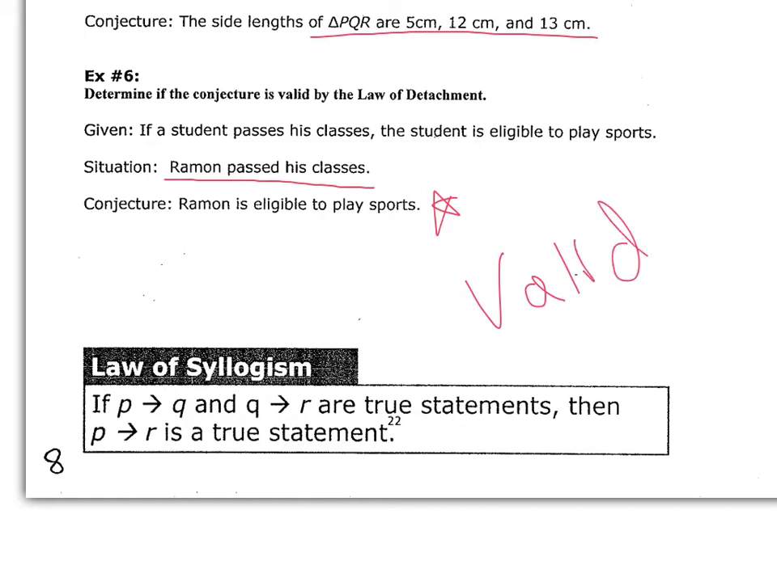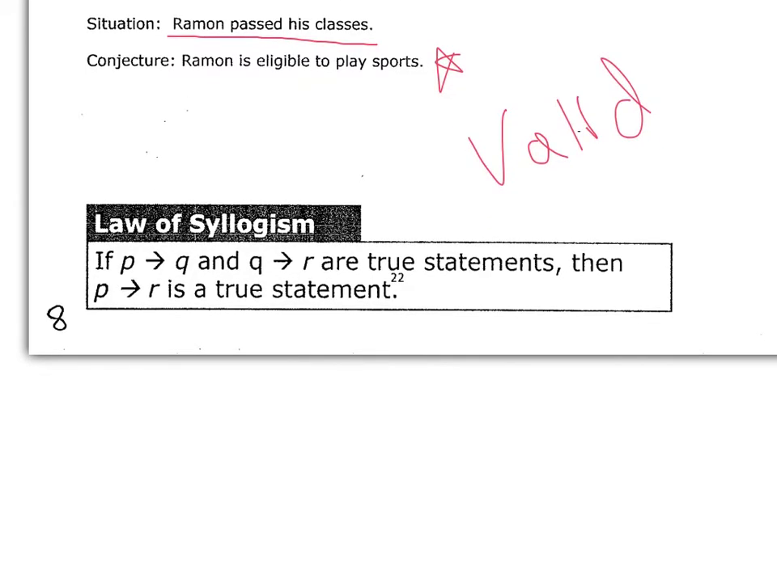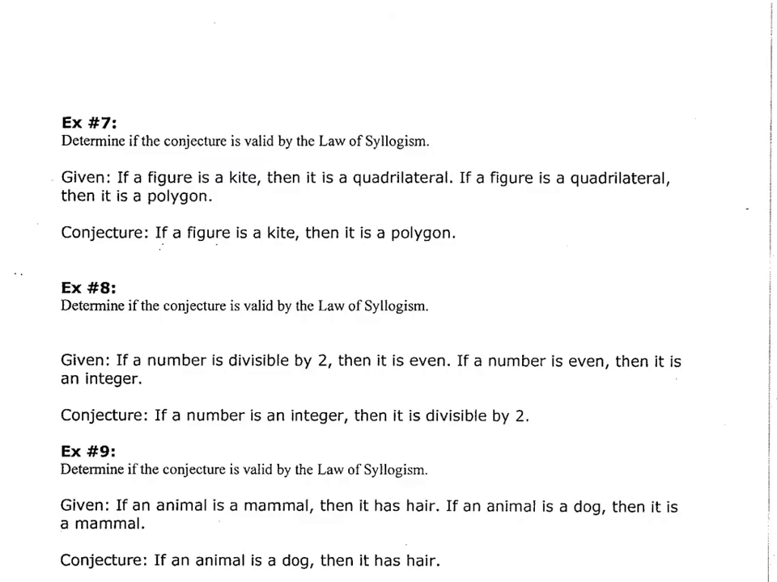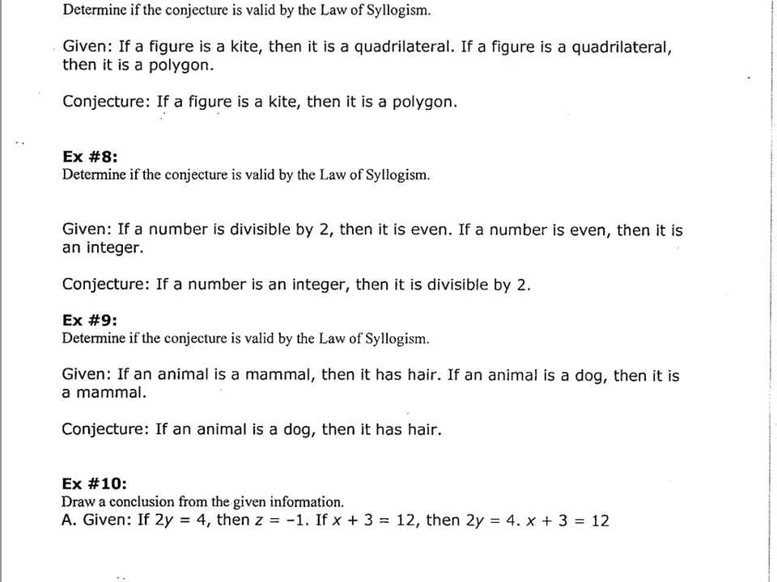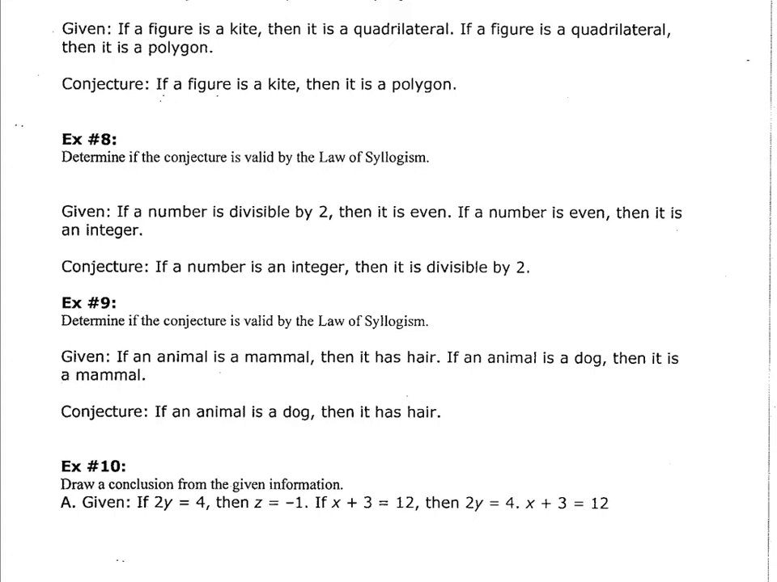Okay. Next law. Law of syllogism. The law of syllogism says if P to Q and Q to R are true statements, then P to R is a true statement. Okay, so let's go through some examples of the law of syllogism and how you can decide if a conjecture is valid based on it.